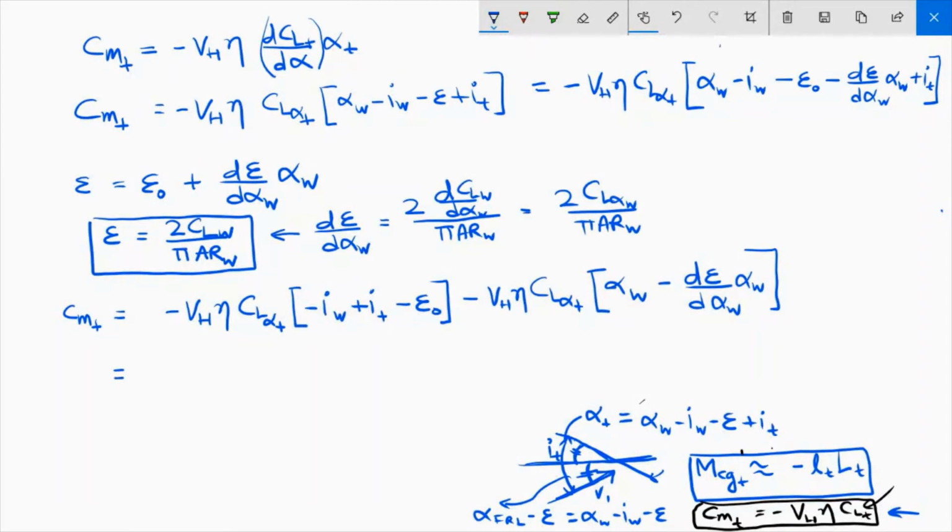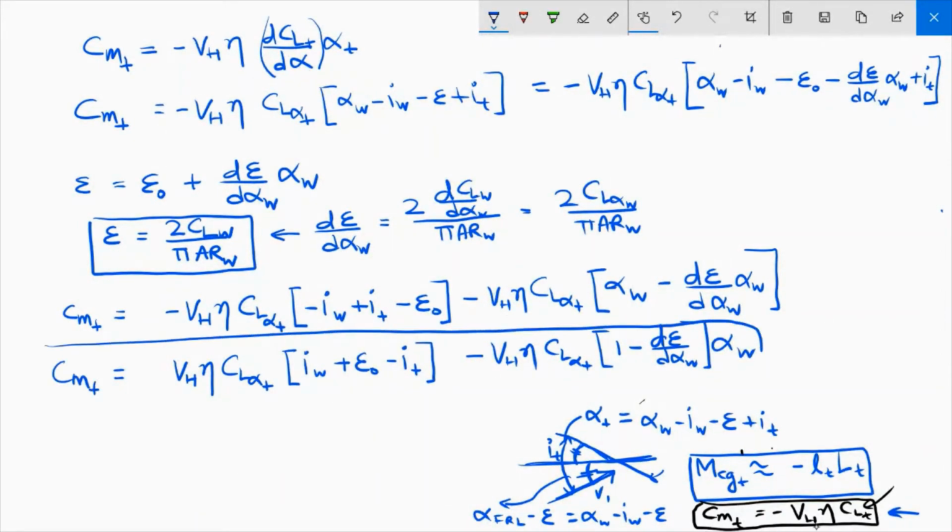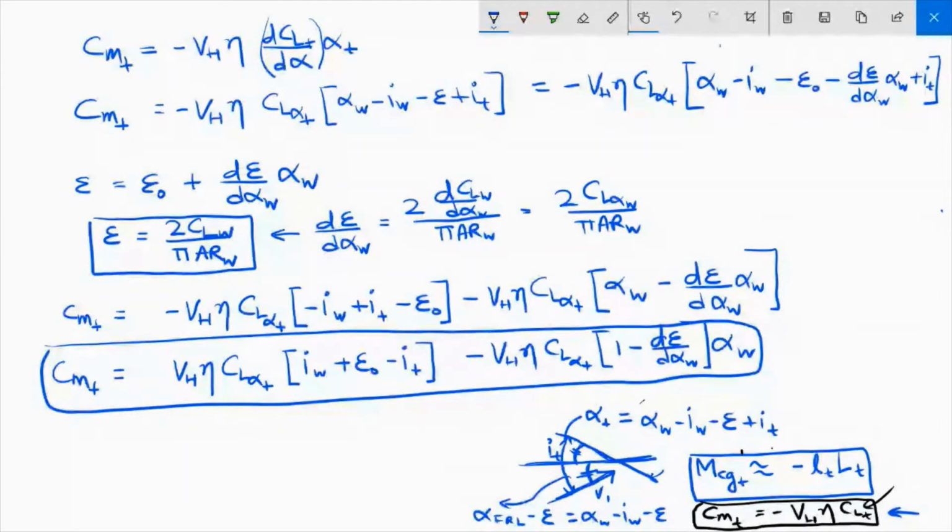So this is equal to the tail volume ratio, tail efficiency, lift slope of the tail, times iW plus ε0 minus iT, minus VH η CLαT times (1 minus dε/dαW) times αW. This is what we obtained. Now why did I put it in this form? The reason I put it in this form is I want to compare it with the linear relationship between the moment coefficient and the angle of attack.